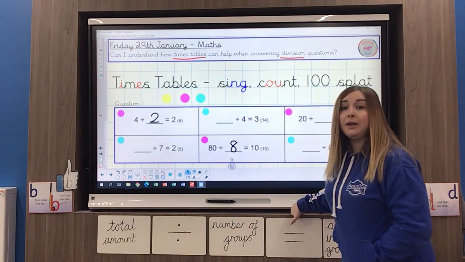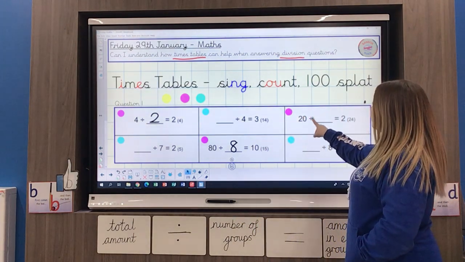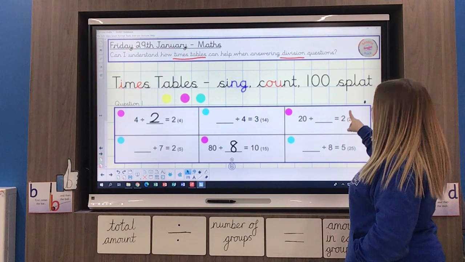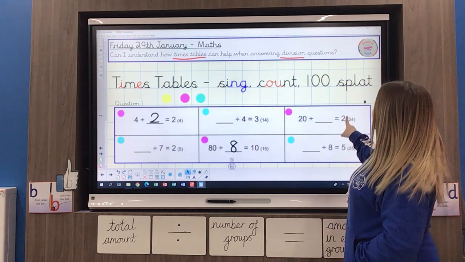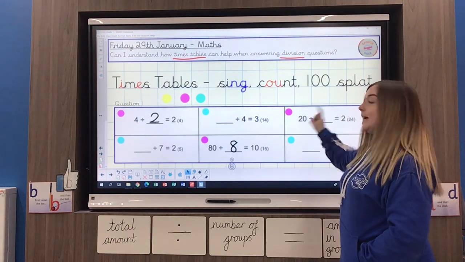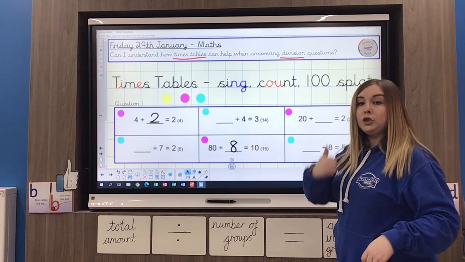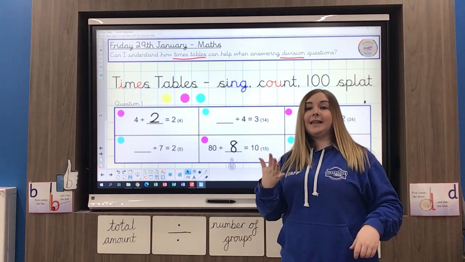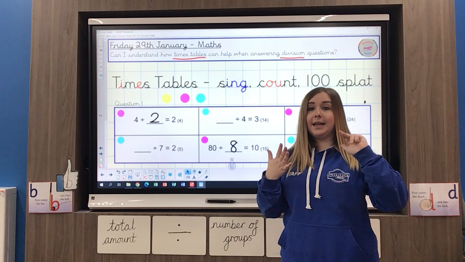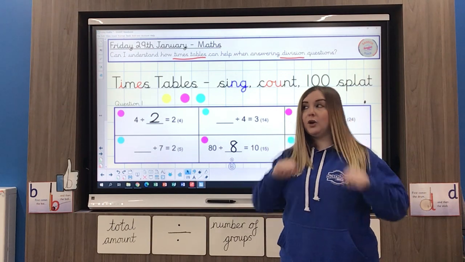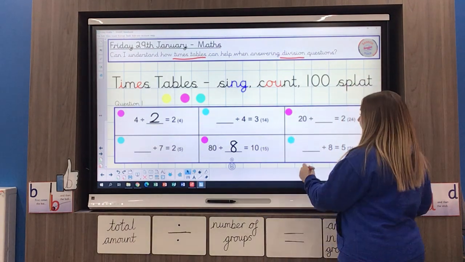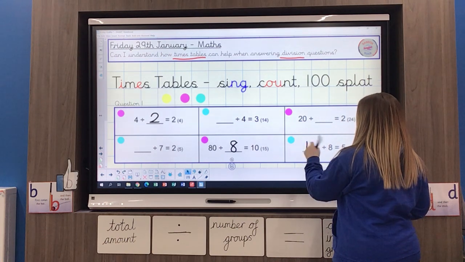And the final pink question, 20 divided by something equals 2. So we're going to count in 2s until we get to 20. 2, 4, 6, 8, 10, 12, 14, 16, 18, 20. So I've got 10 fingers, so 10 is my answer.